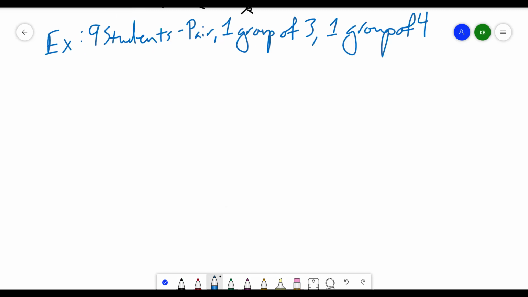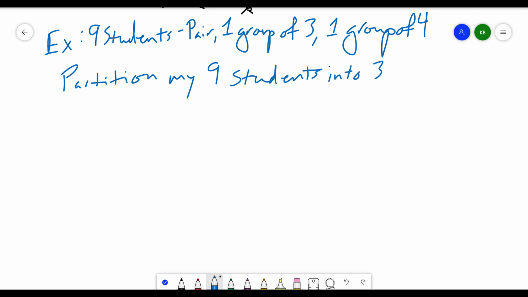Here's another type of counting problem that comes up a decent amount. So say I have 9 students and I want to put them into 3 groups. One of them is going to be a pair, one of them a group of 3, and one of them a group of 4. What this is doing basically is what we call partitioning a set into some subsets or cells. So I'm going to partition my 9 students into 3 cells.